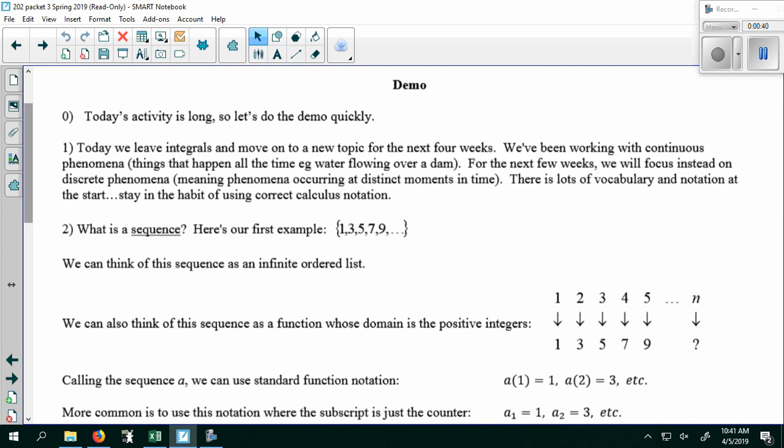So there's lots of new vocabulary and notation at the start of these few weeks. So try to stay in the habit of using correct calculus notation.